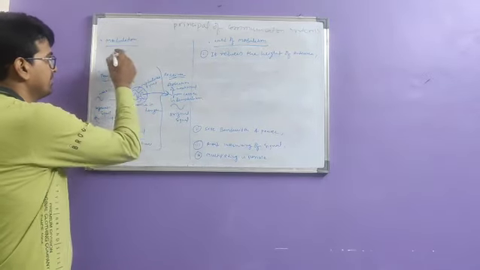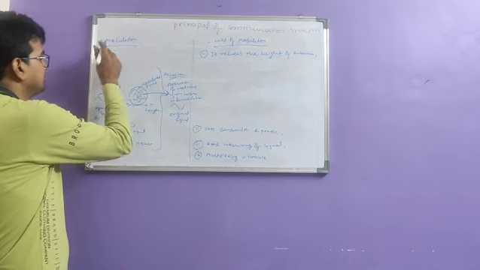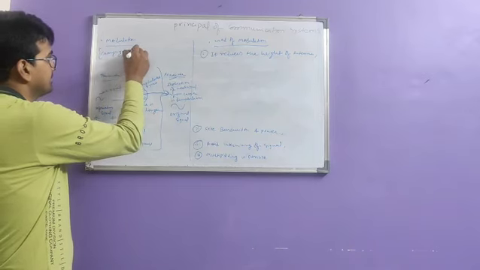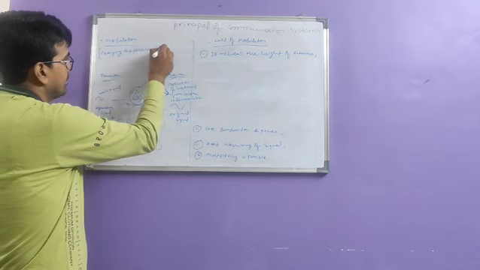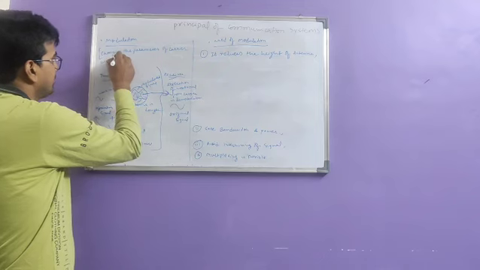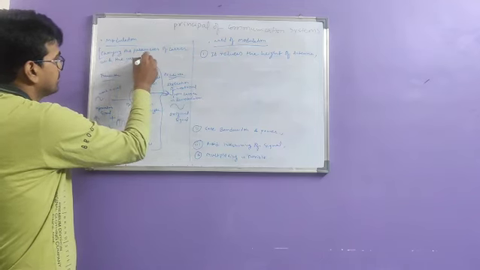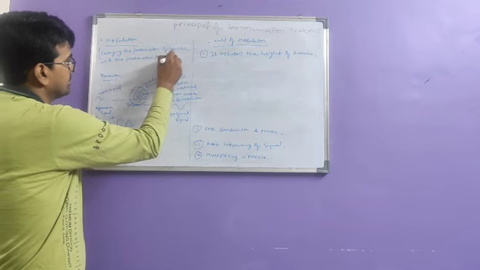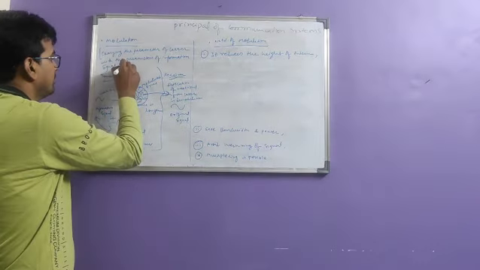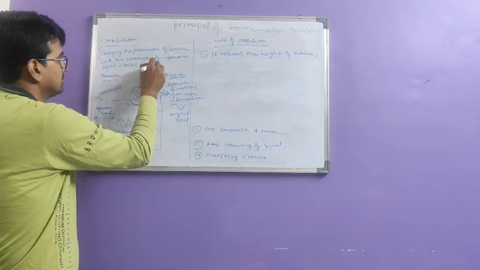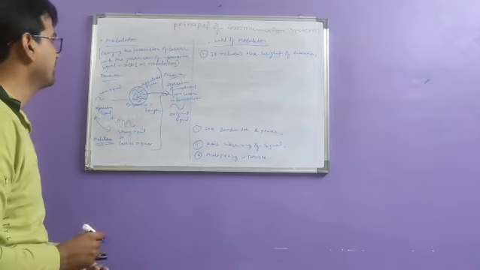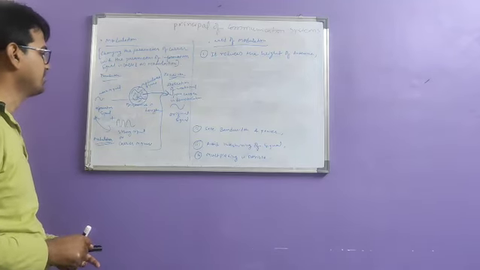Modulation occurs at the transmitter. How will we define it? Changing the parameters of the carrier with the parameters of the information signal is called modulation.